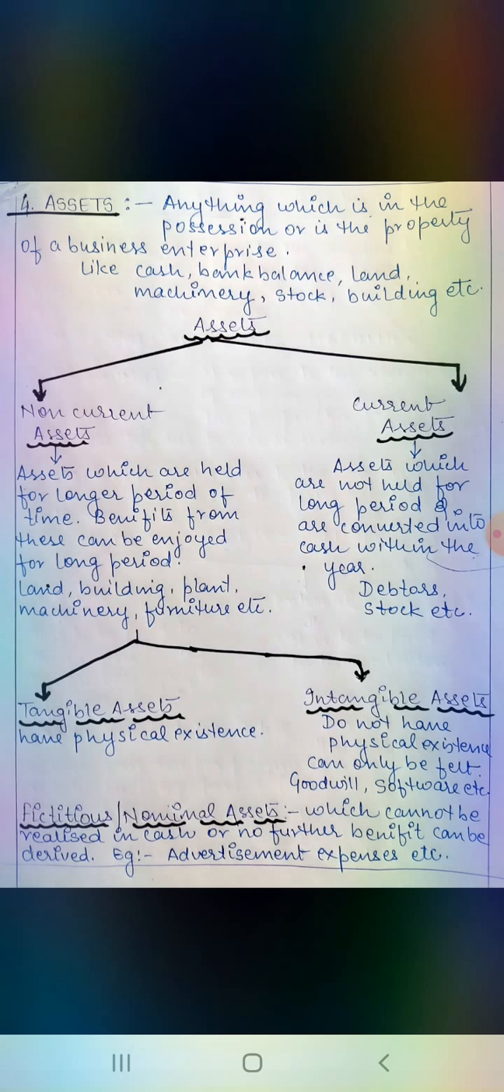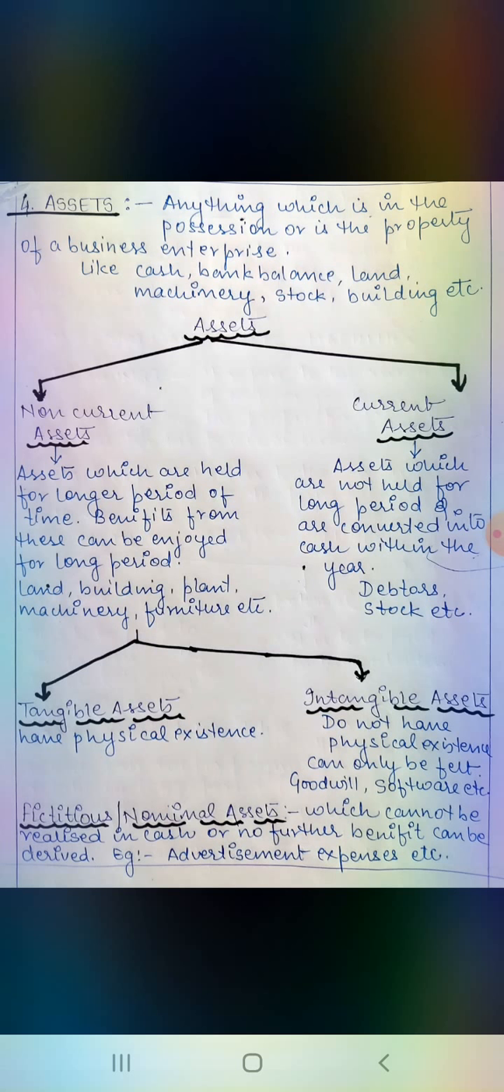Assets can be classified into two types: non-current assets and current assets. Non-current assets को हम लोग फिक्स्ड assets के भी नाम से जानते हैं. तो fixed assets or non-current assets, and the second one is current asset.